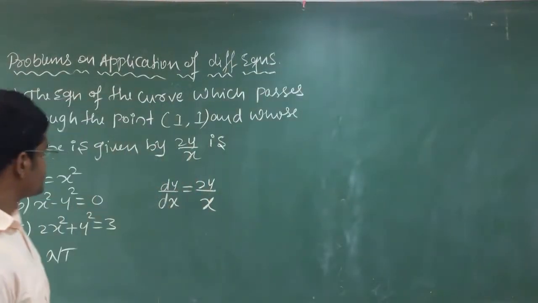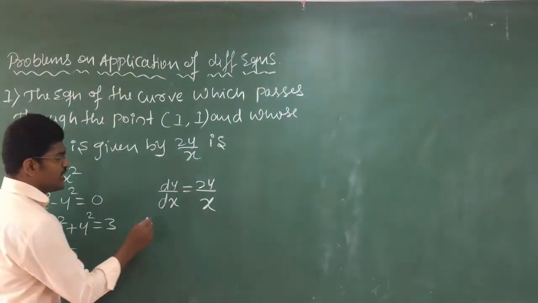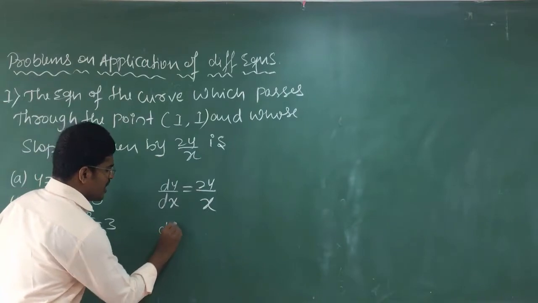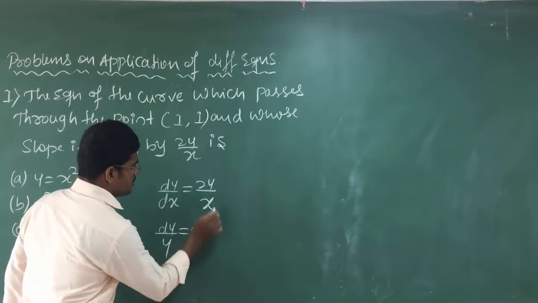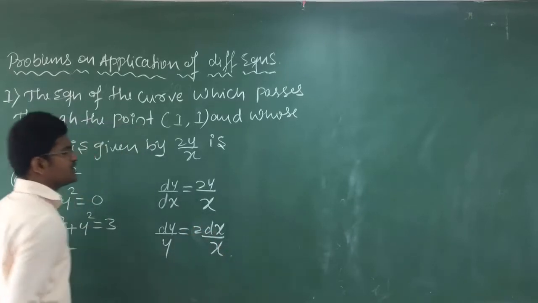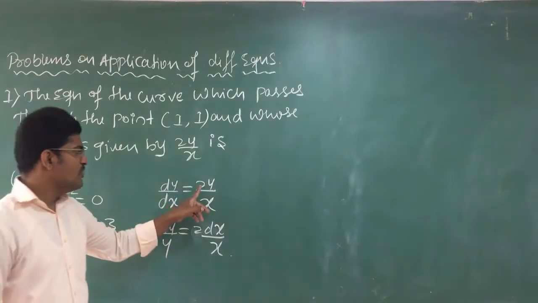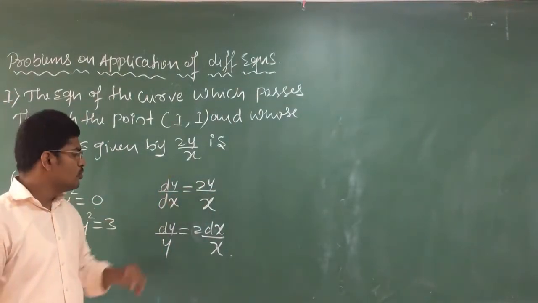Clear? Okay. It is easily solved by the variable separable method. That is dy divided by y equal to 2 dx divided by x. The 2 remains there only. I will take y on this side and I will remain here with 2. No problem.